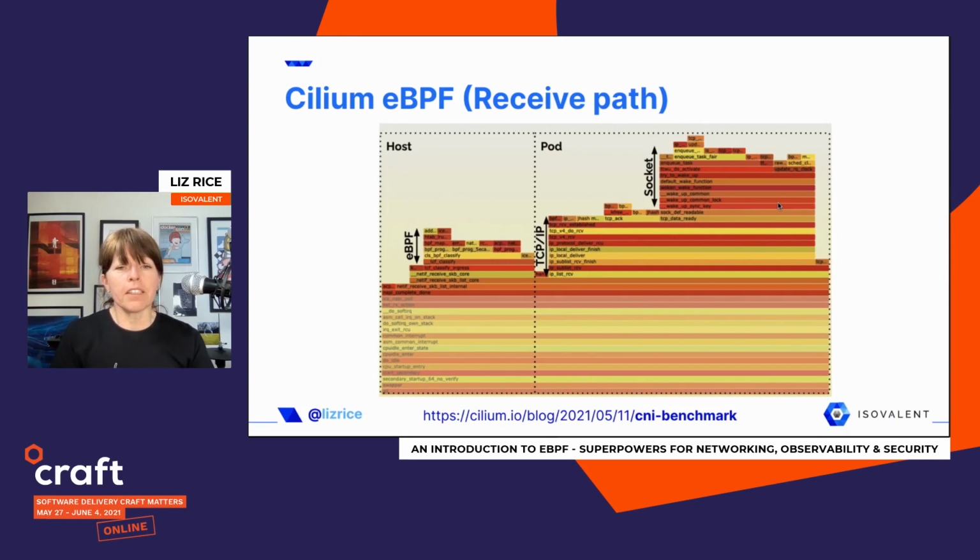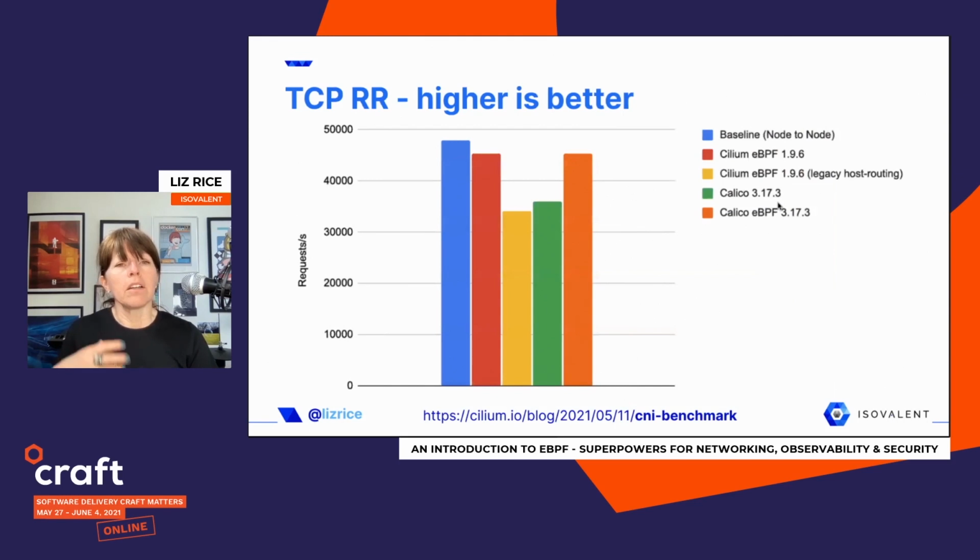Now, this flame graph is just one small piece of data from a large networking benchmark exercise that we've done recently, and there's a link there to a blog post. If you want to dive into all the details of network performance, there's a lot of information on that blog post. But one of the main learnings, if not the main learning, from that whole benchmarking exercise is that eBPF really dramatically speeds up networking.